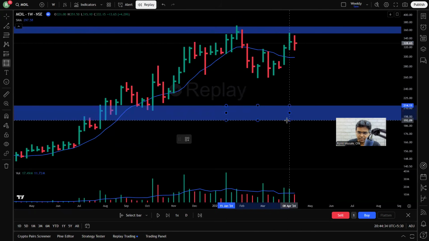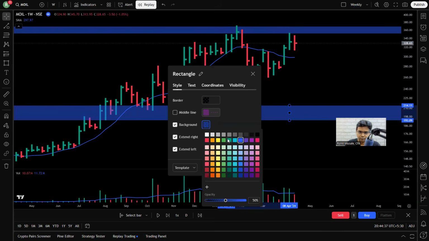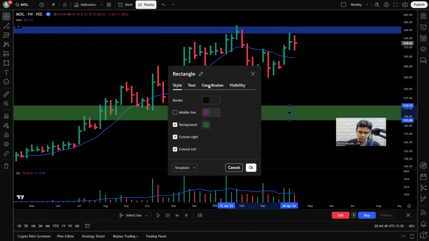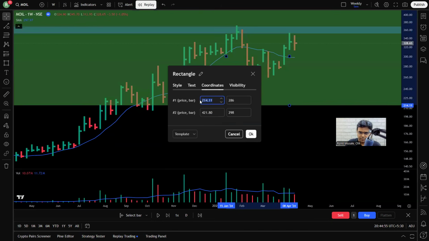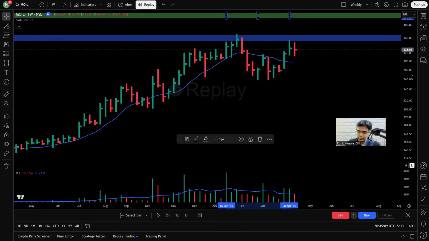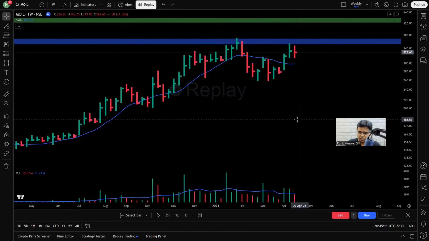Then you draw the selling range, green color. This is 351.50. I have a calculator here, multiplied by 1.2, which is 421.80. And this is 351.50 multiplied by 1.25, which is 439.37. Okay. So you see that green zone, that's the selling zone.